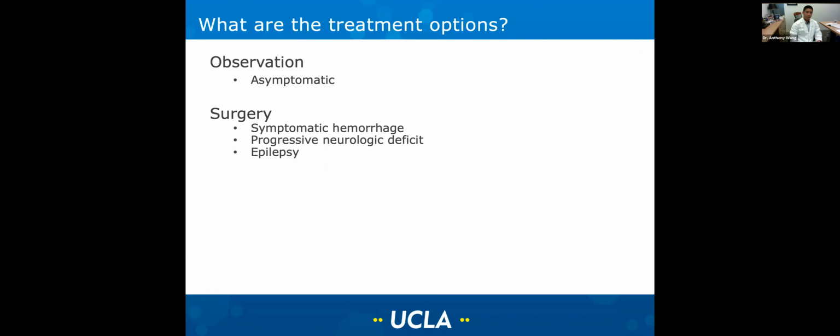The question then is, when is the right time to jump in and resect one? If a patient has had one symptomatic hemorrhage, more than one symptomatic hemorrhage? What if it's causing a neurologic problem that's getting worse? What if it's causing epilepsy? These are some of the most common reasons why we offer treatment for cavernous malformations.